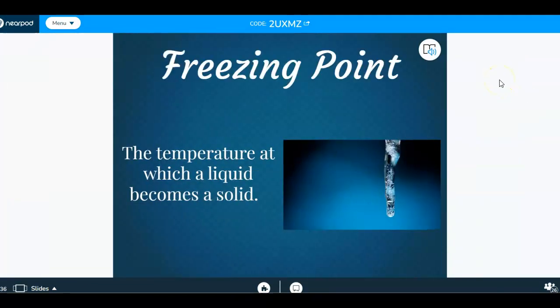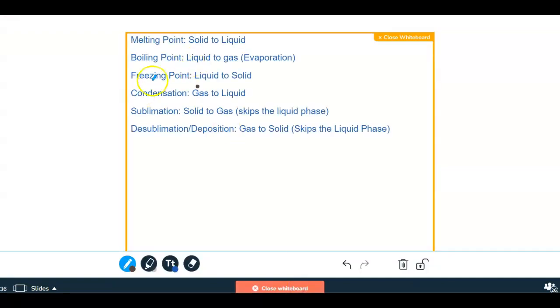Not only do we have the boiling point, we can actually go from a liquid to a solid, which is the freezing point. The freezing point of something. When I pull up the whiteboard, you can see I have that here, freezing point, liquid to solid. It's very easy for me, Chloe, in my head, to say water turning into ice is freezing. That's the way that I have to do it.